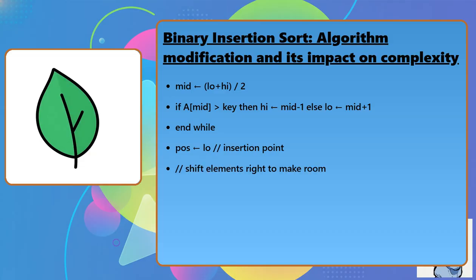Shift elements right to make room. For j from i-1 down to pos do: a sub j plus 1 equals a sub j. End for. A sub pos equals key.